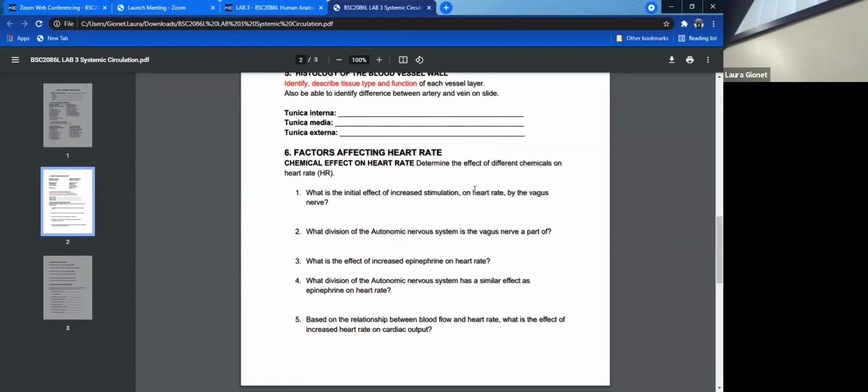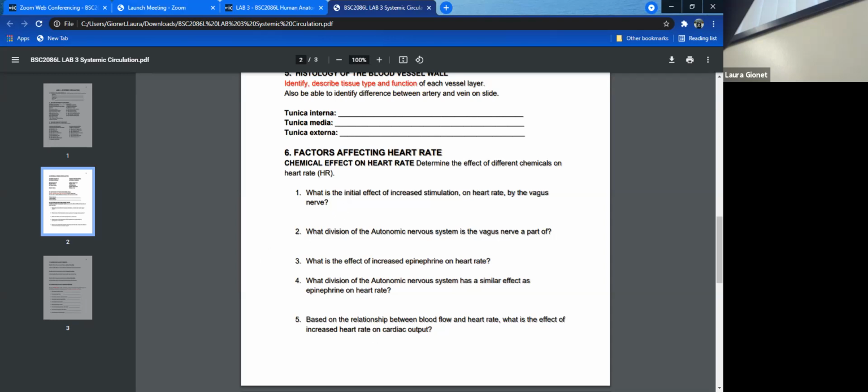And then we enter into the physiology portions of this lab. So we have factors affecting heart rate. What is the chemical effect on heart rate? Determine the effect of different chemicals on heart rate. And what we're really talking about here is the autonomic nervous system.